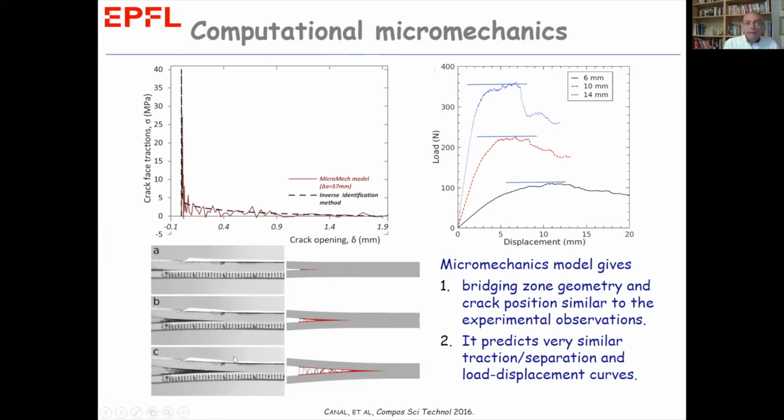All we can say here is that the micromechanics model gives a bridging zone geometry and crack position similar to the experimental observations, as shown here, and it predicts very similar traction separation and load displacement curves. This is a very, very nice result because it supports the phenomenological inverse identification method and results we talked about earlier.